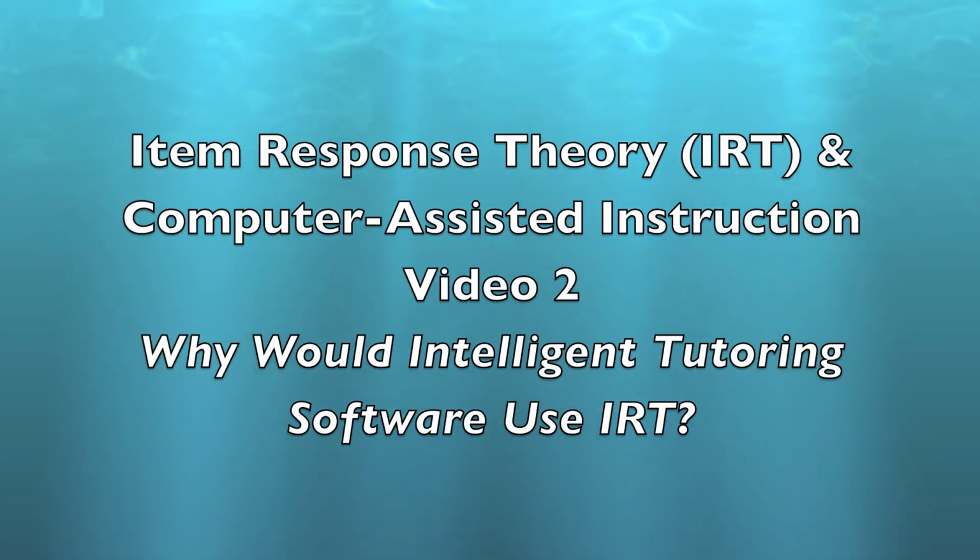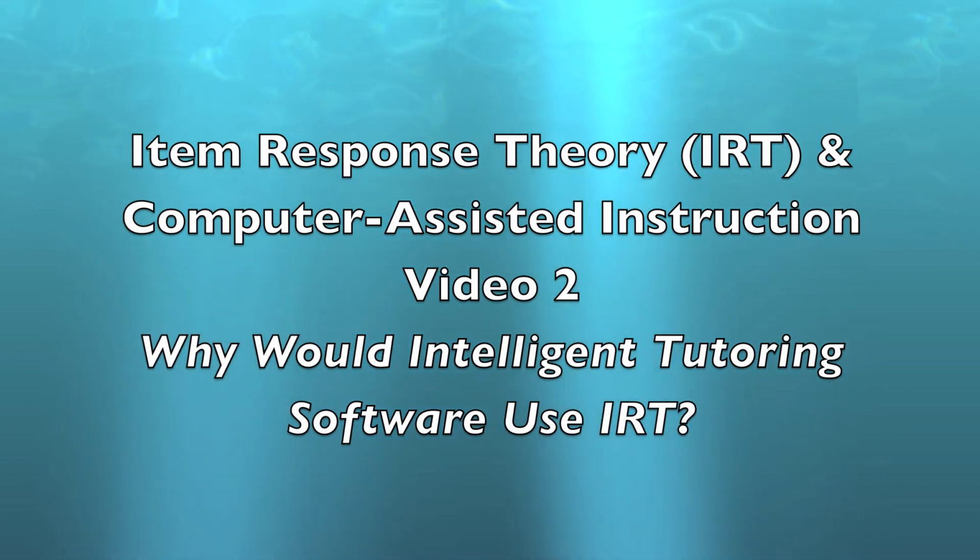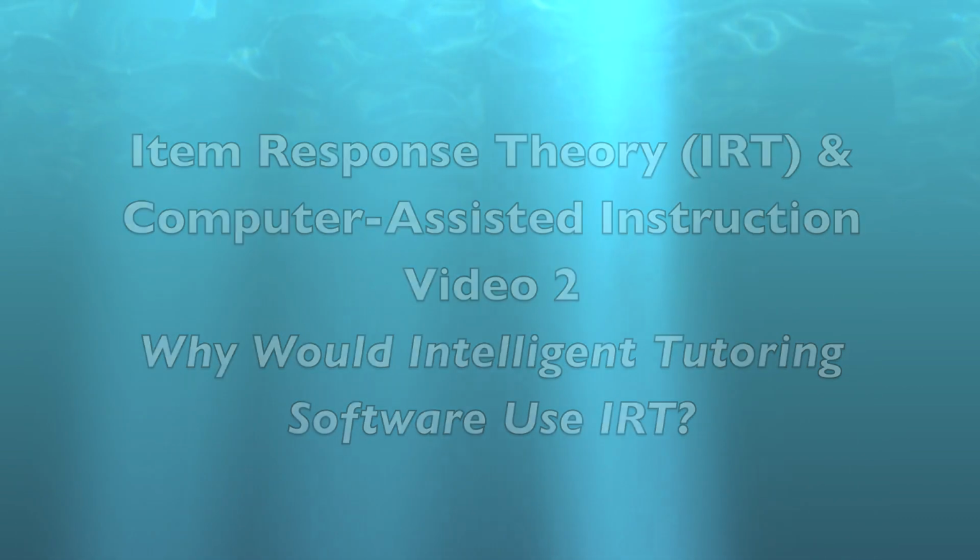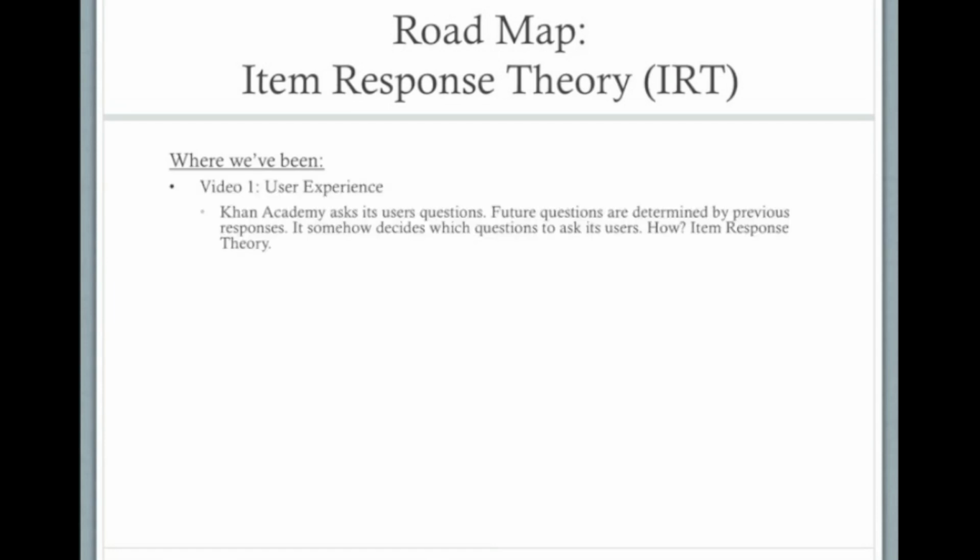Video 2. Why would intelligent tutoring software use item response theory? And a quick review of where we've been and where we're going. First, where we've been, the user experience. Khan Academy asks its users questions, and future questions are determined by previous responses. It somehow decides which questions to ask which users. How? Item response theory.